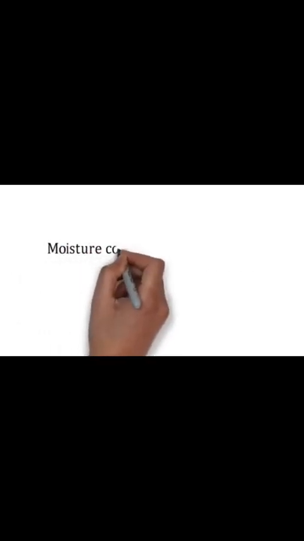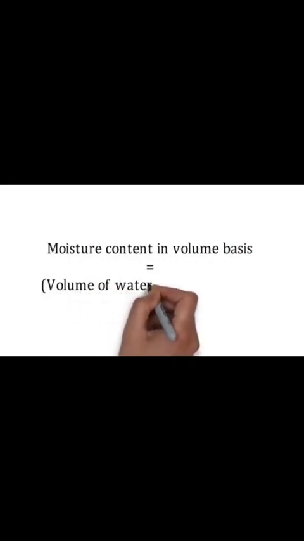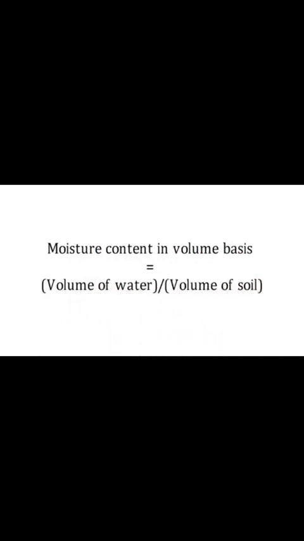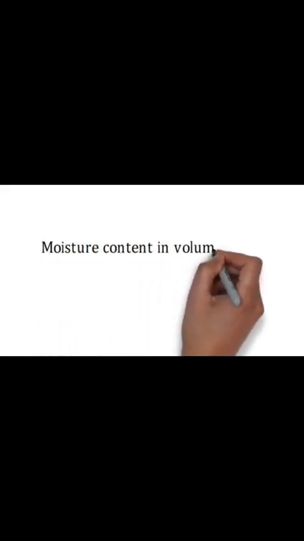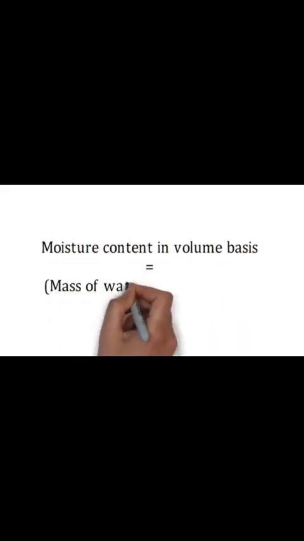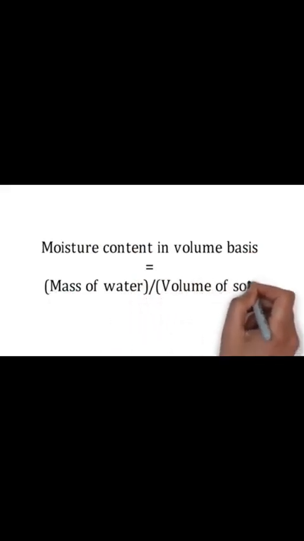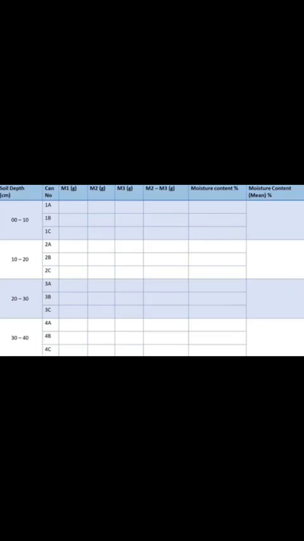The moisture content on a volume basis is calculated as the volume of water divided by the volume of soil. As we know, the density of water is equal to 1 gram per cubic centimeter. We can substitute it as the mass of water divided by the volume of soil. This is the way to record the data to calculate the moisture content in different soil densities.